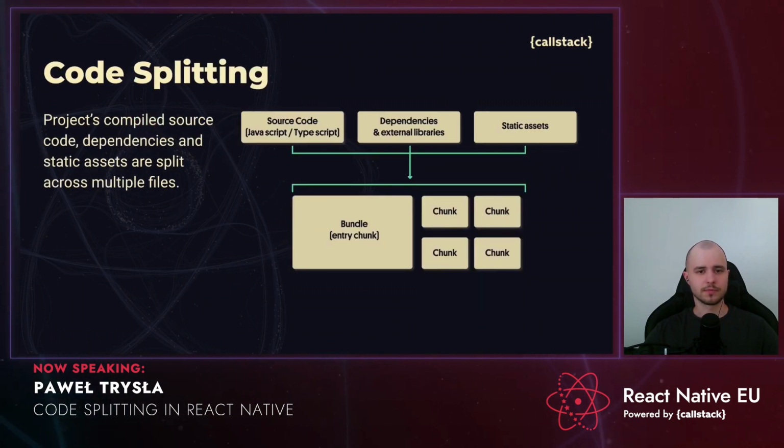Let's talk about code splitting. With code splitting, the project's compiled source code, dependencies, and static assets are part of multiple files instead of a single one. The entry point to the application is included in the main bundle, sometimes referred to as an entry chunk, and it includes all necessary code for the application to work and minimal code to present something to the user. All additional features and logic are contained in the additional files called chunks. Those chunks can contain features needed later in specific situations or for specific group of users.